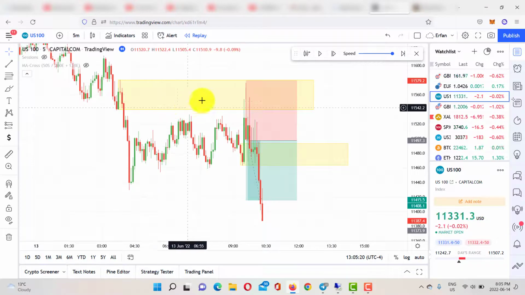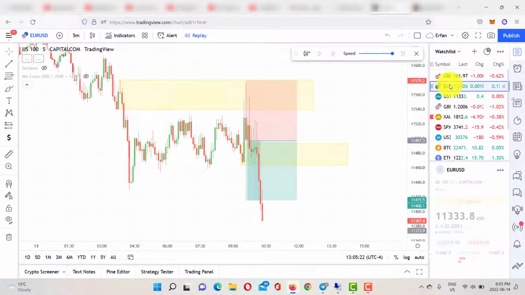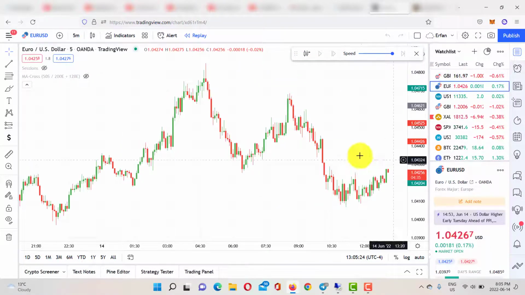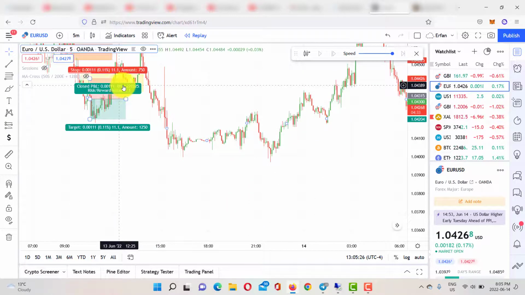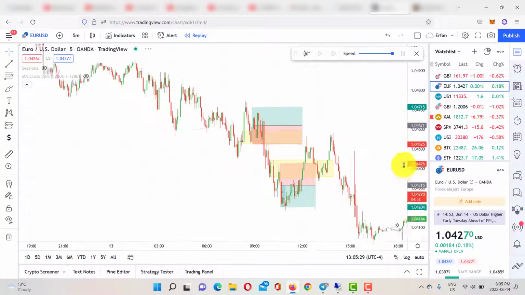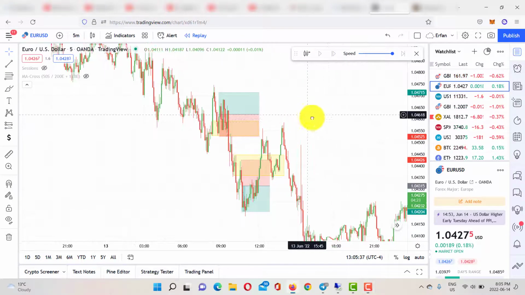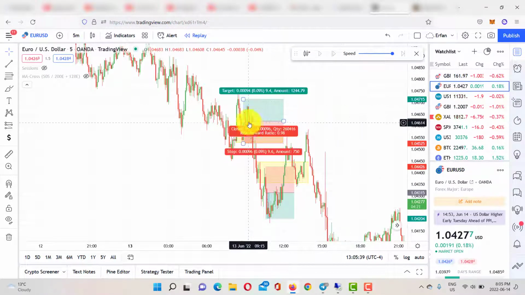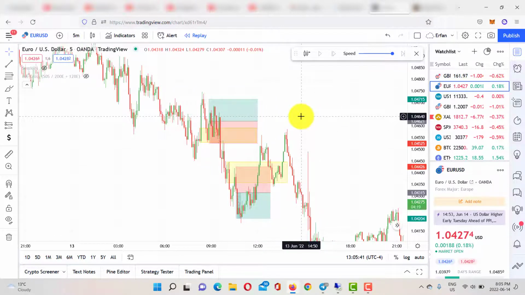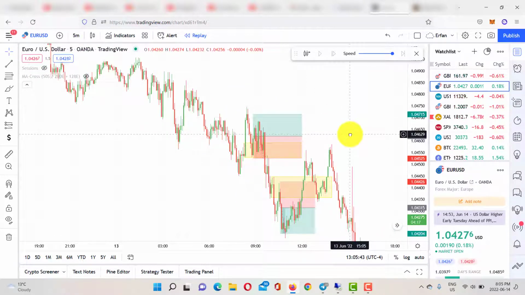So this is exactly what happened on NAS 100. But let me go to EURUSD to show you exactly what happened here. Yes, this is exactly what happened. So there are two trades that I identified here, and I did this one on purpose to show you what would happen if you trade opposite the trend.